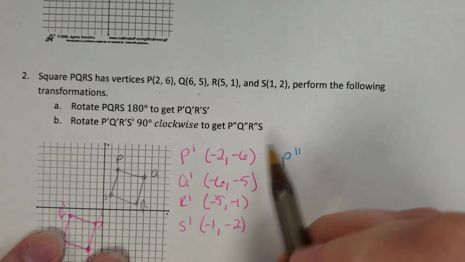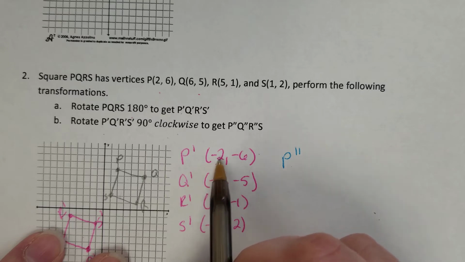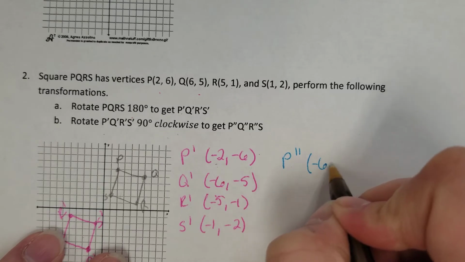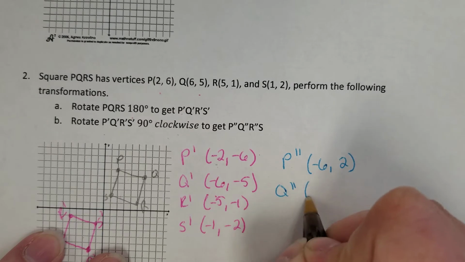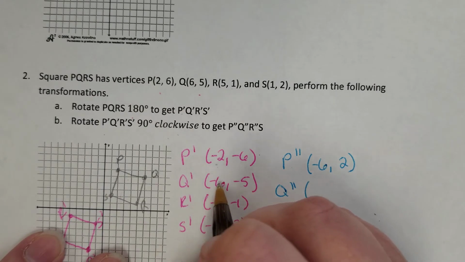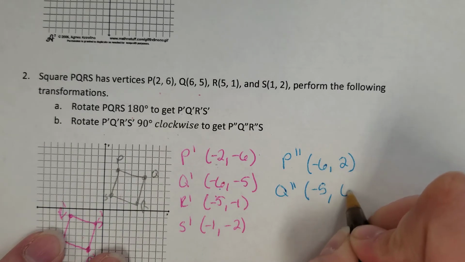So to get P double prime, you're going to change this value to +2 and then switch their order. So that we have -6, +2. And then Q double prime, we're going to change the 6 to a positive and then switch their order. So we have -5, 6.